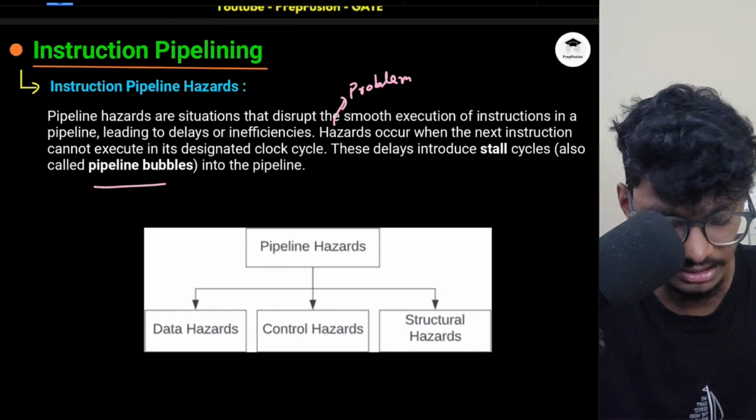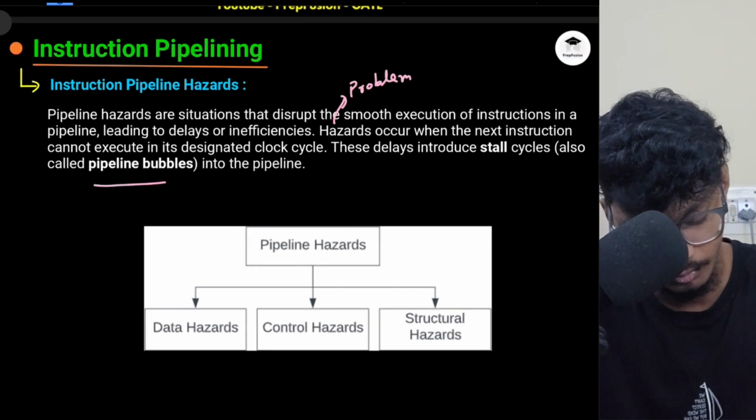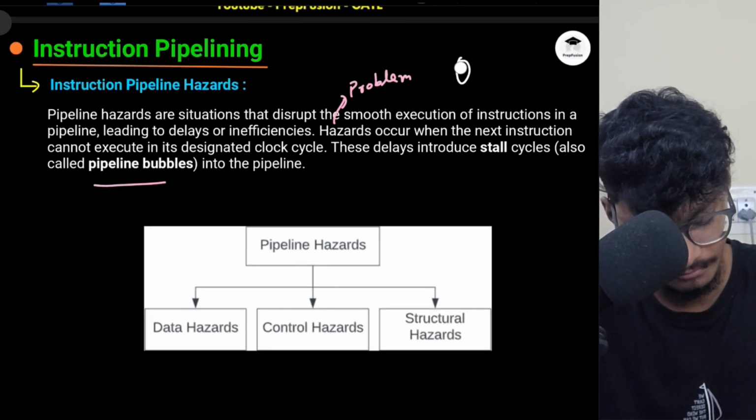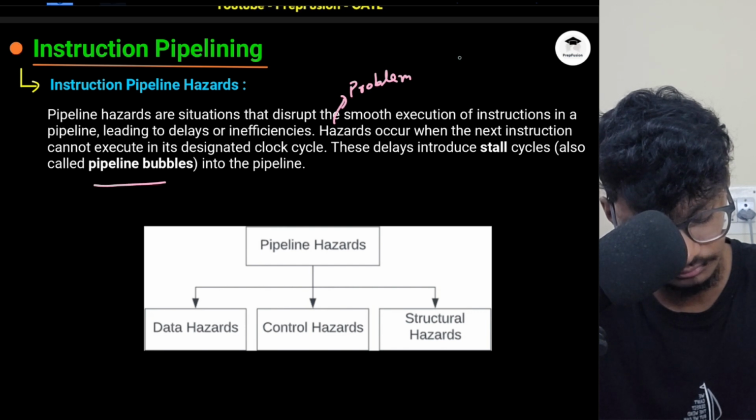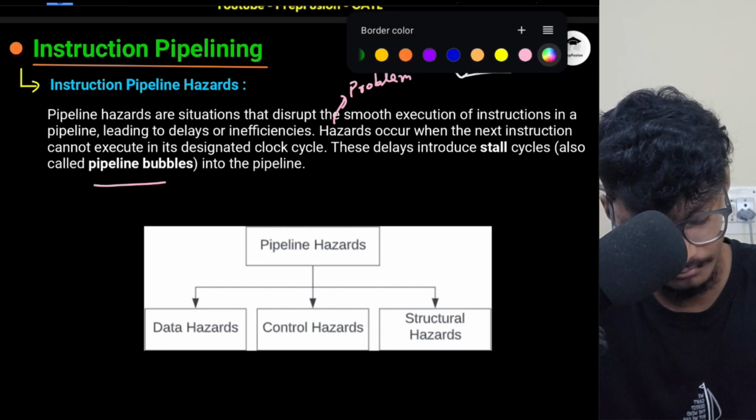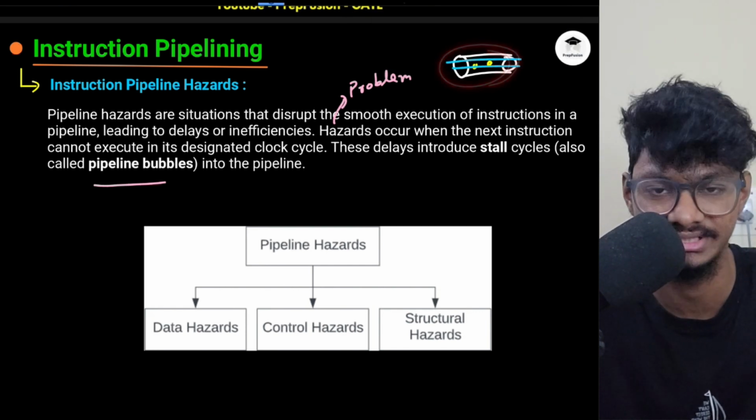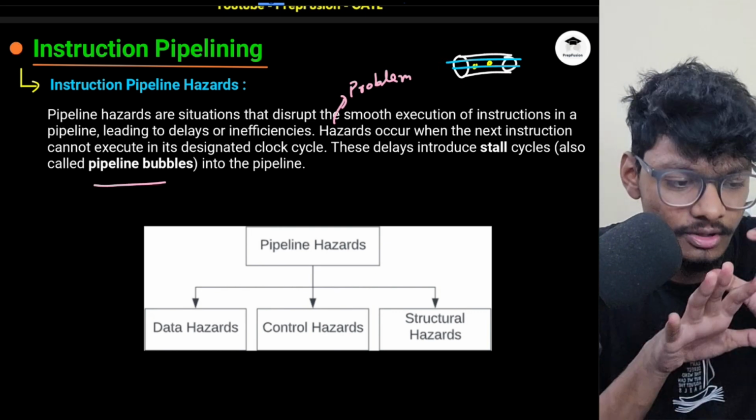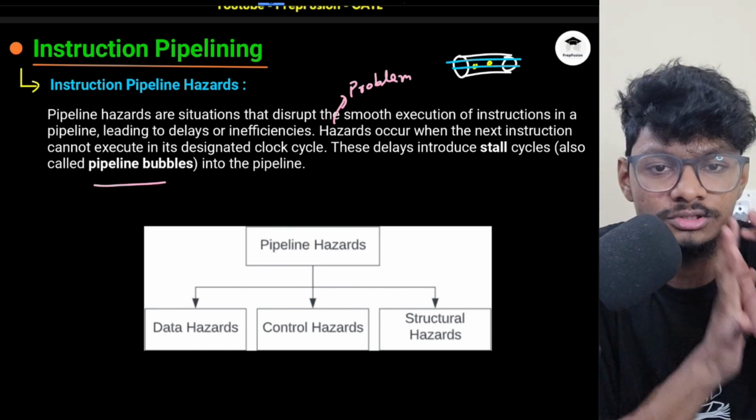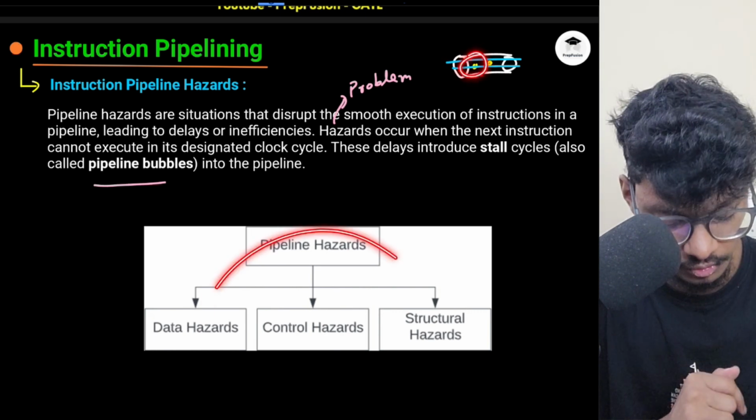Why pipeline bubbles? Because my pipe was supposed to be smooth here, like water was supposed to flow smoothly here, but there were a few bubbles here due to hazards. It got stopped. A bit of the water flow got stopped at that particular region due to a hazard.